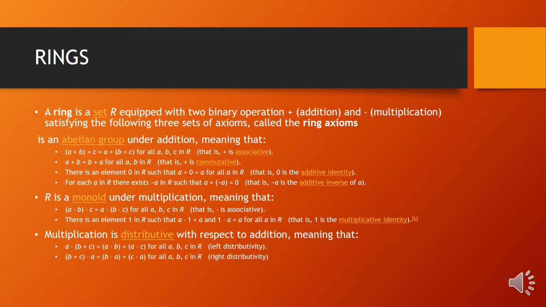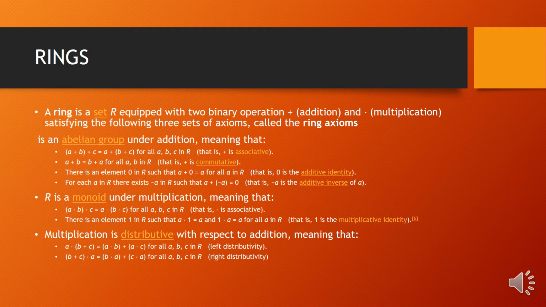There is an element 0 in R such that a + 0 = a for all a in R. That is, 0 is the additive identity. For each a in R there exists -a in R such that a + (-a) = 0, that is, -a is the additive inverse of a.